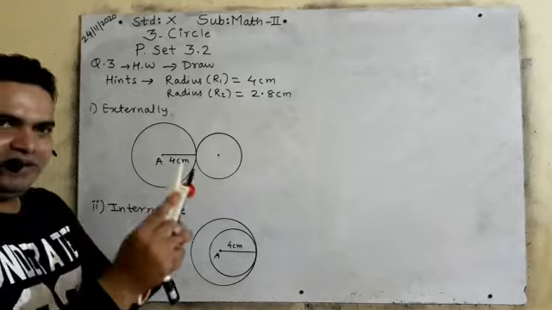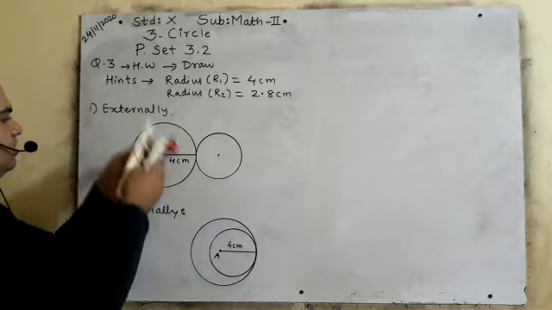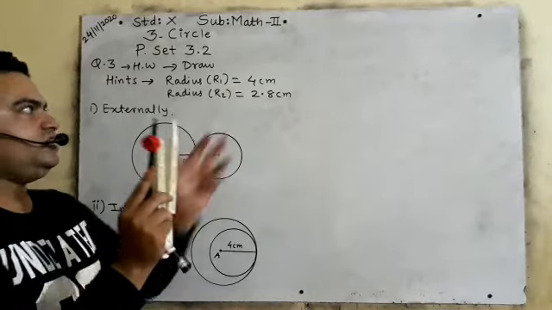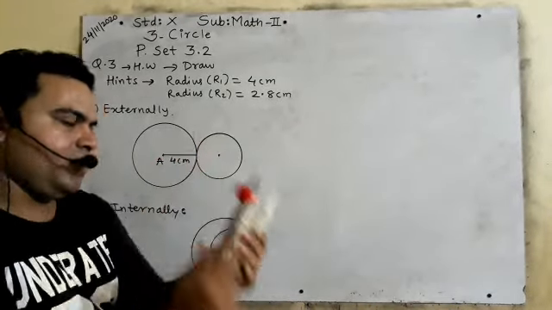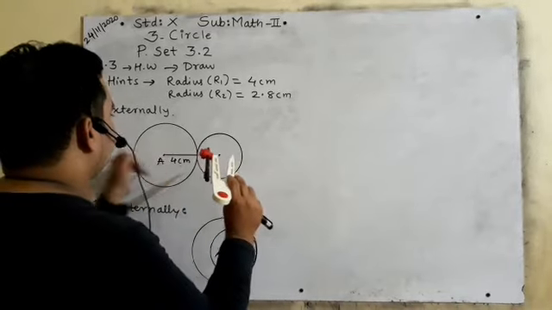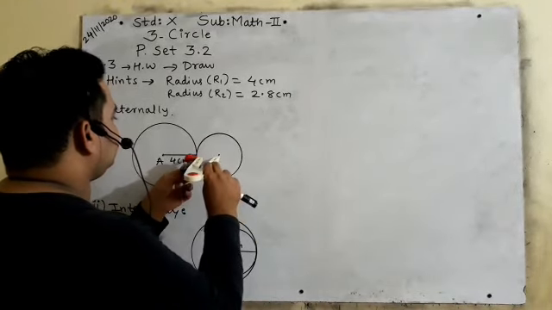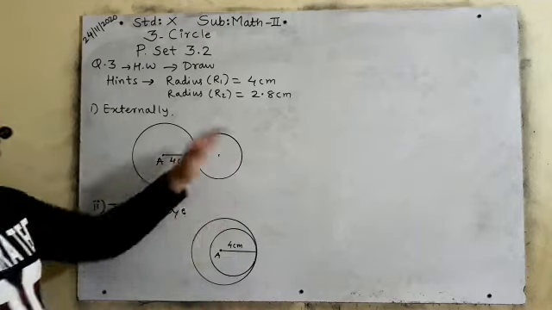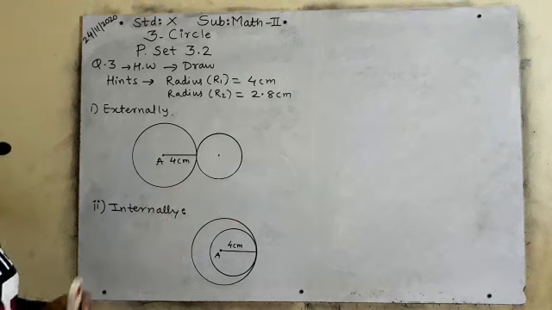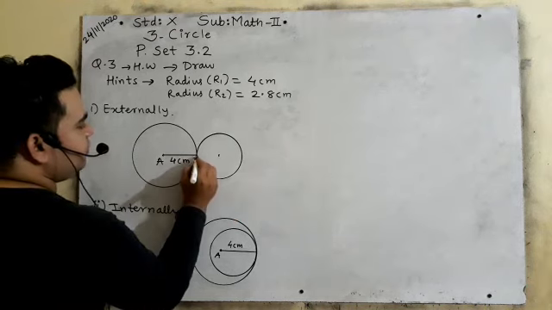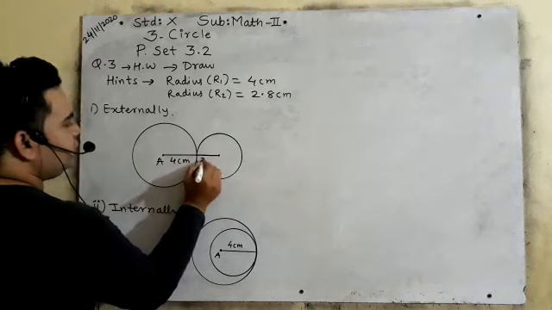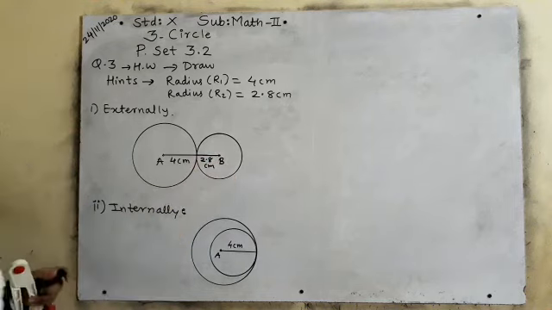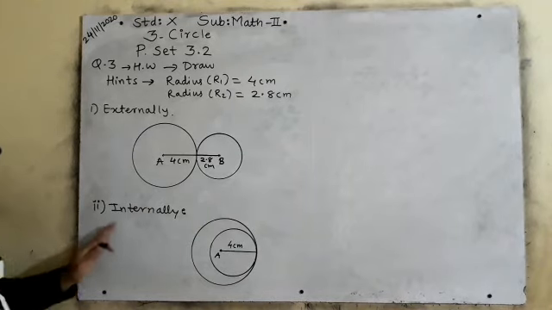First you will take 4 centimeter in the compass and then you will draw the bigger circle, and then for the smaller circle, you will take 2.8 centimeter in your compass. You will keep it outside this bigger circle and then you will touch the bigger circle, and then you will construct the smaller circle. Clear? This will be of 2.8 centimeter, and the name of this center will be B. Simple.